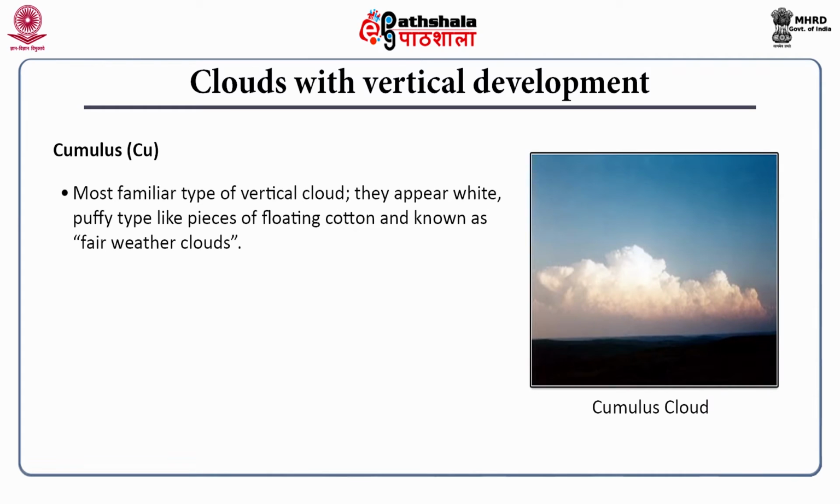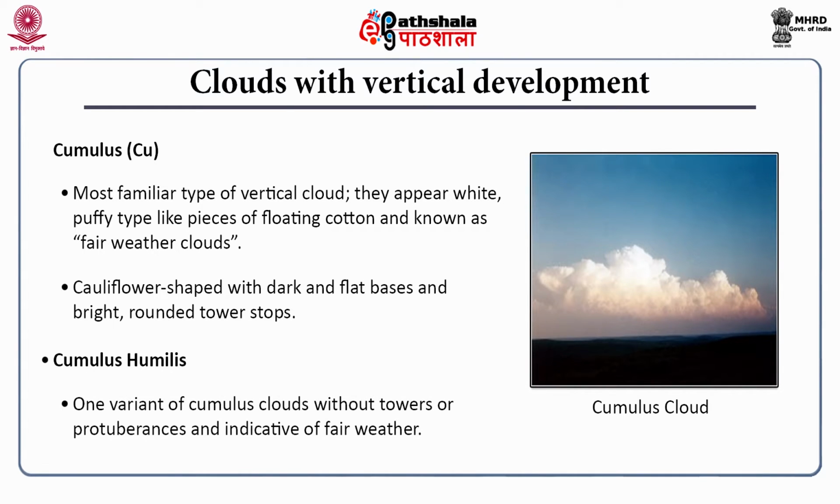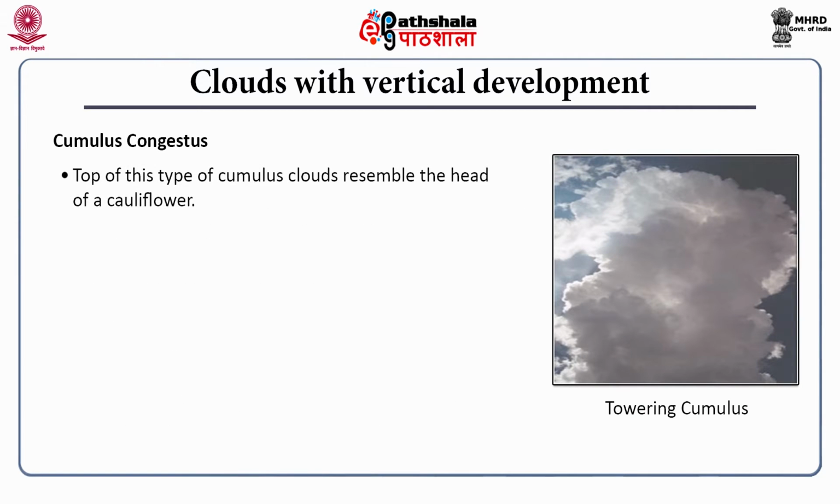Cumulus is the most familiar type of vertical cloud. It appears white and puffy, like pieces of floating cotton, and is known as a fair weather cloud. It is cauliflower shaped, with dark and flat bases and bright, rounded tower tops. Cumulus humilis is one variant of cumulus clouds, without towers and protuberances, and is indicative of fair weather. Cumulus congestus: the top of this type of cumulus cloud resembles the head of a cauliflower.